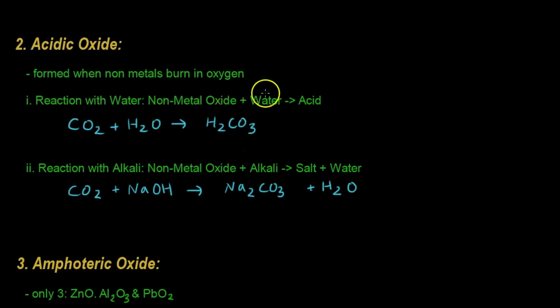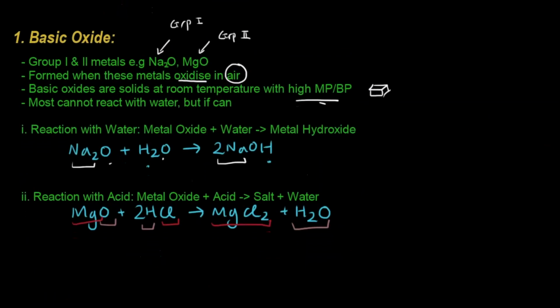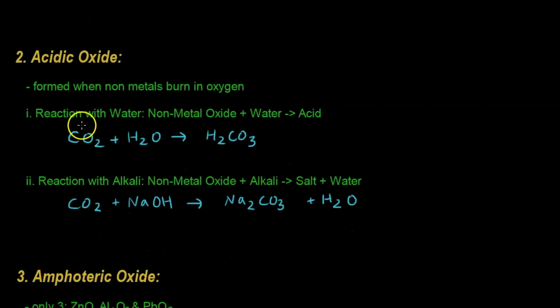So this is not an acid yet. When they are in their oxide form, for example carbon dioxide, it is not yet an acid. Only when it reacts with water, then it forms an acid. Similarly just now, in the case of basic oxide, this is not an alkali yet. When it reacts with water, then it can form an alkali. Hopefully it makes sense. So back to this acidic oxide.